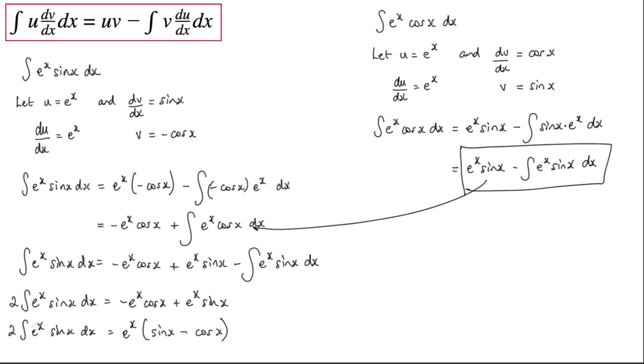Now to find the integral of e to the x sine x dx, all I need to do is to eliminate this 2 here. So if I divide both sides by 2, I will end up with the integral of e to the x sine x dx equals e to the x over 2 times sine x minus cos x. I did forget my plus c there as well for my constant of integration.